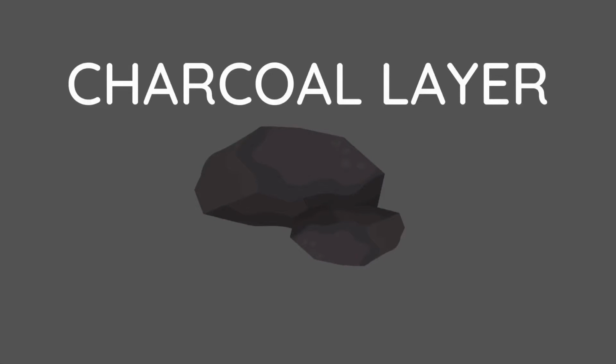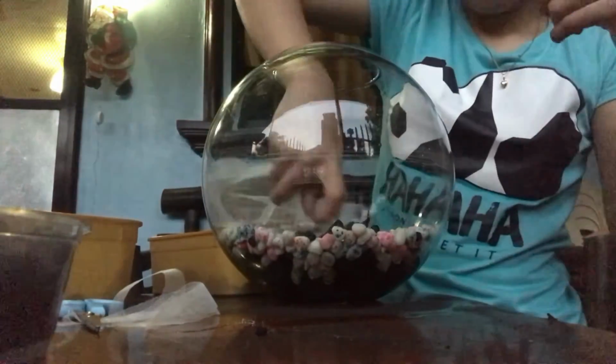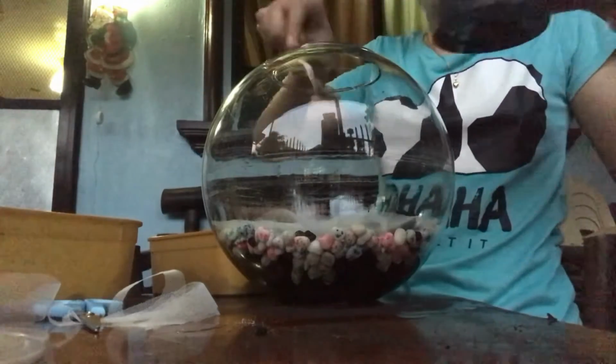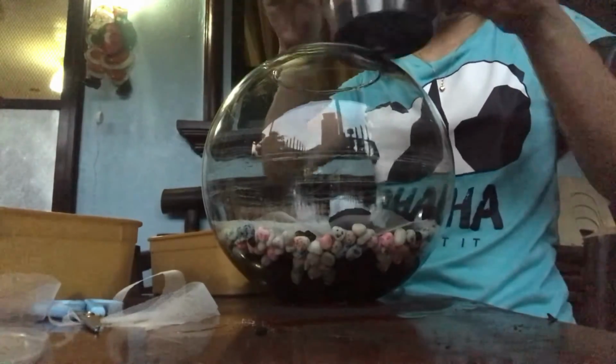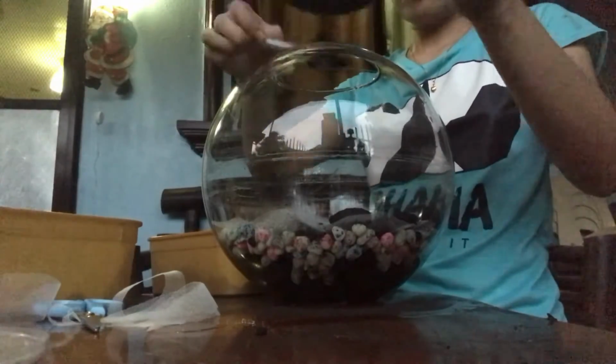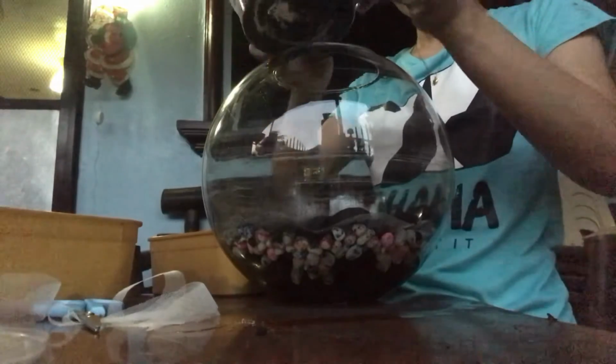Next is the charcoal layer. I inserted a mesh in between to separate the rocks from the charcoal. It's there to help keep the air clean by removing odors and toxins, especially in closed terrariums. The lid is always on the terrarium, and odors build up inside from mold, mildew, decomposing soil, and from the plants themselves. The air needs to be purified so the plants have a healthy environment to grow in.